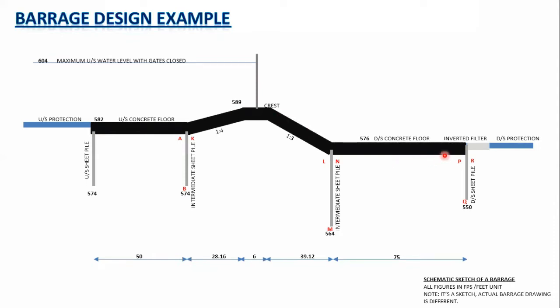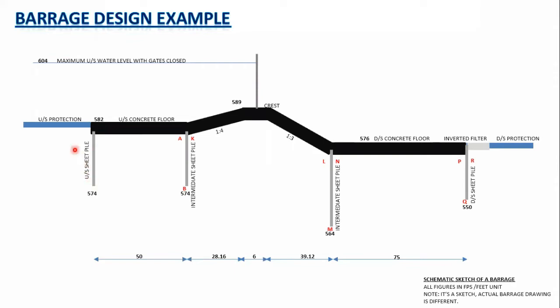Barrages do not have deep foundations like bridges or buildings. Bridges and buildings generally have very deep foundations, whereas barrages do not have deep foundations. Instead, they have sheet piles: upstream, intermediate, and downstream sheet piles. Sheet piles are steel sheets driven into the ground. They are provided all along the width of the barrage.